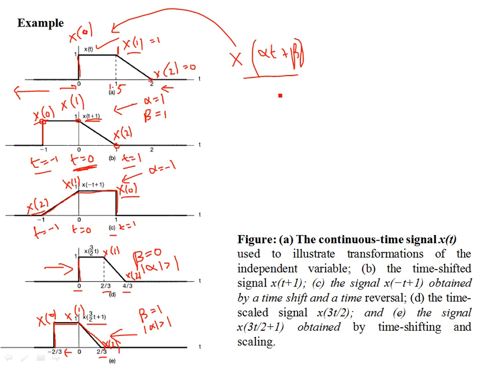Okay, but as a general rule, a few things to keep in note: alpha always refers to time compression or stretching depending on the magnitude of alpha. If it's greater than 1, that's time compression. Less than 1, it is time stretching. And for beta, if it is non-zero, it requires a time shift. Okay, so that's all.